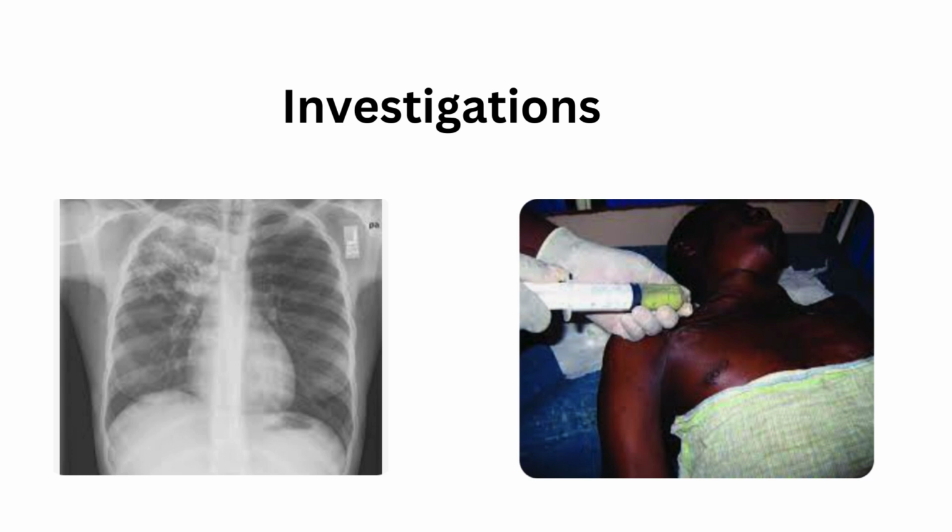FNAC of enlarged cervical lymph node shows tuberculosis in 90% cases. Lymph node biopsy shows caseating granulomas. There is area of central caseation surrounded by epithelioid cells, Langerhans giant cells, and lymphocytes.